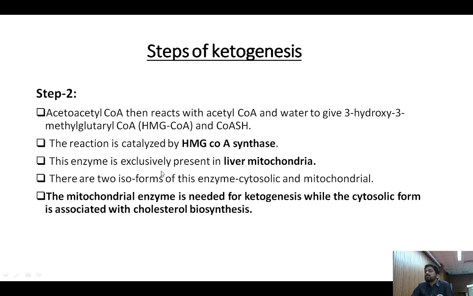This is a very important enzyme. This enzyme is exclusively present in liver mitochondria. That's why ketone body synthesis, or ketogenesis, happens only in the liver, because this enzyme HMG coenzyme A synthase is present only in liver mitochondria. And this enzyme has two isoforms. The mitochondrial isoform is required for the pathway of ketogenesis, and the cytosolic isoform of the enzyme HMG coenzyme A synthase is required for cholesterol biosynthesis. In the next class we will read about cholesterol biosynthesis. You will see that there also HMG coenzyme A synthase is required, but there the isoform is found in the cytosol, and here the isoform found in mitochondria is involved in ketogenesis.